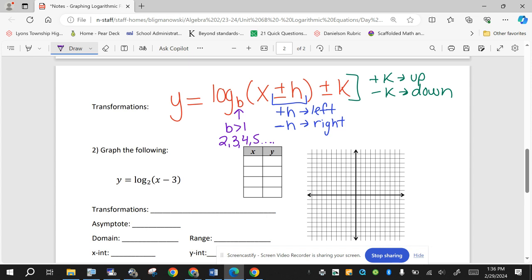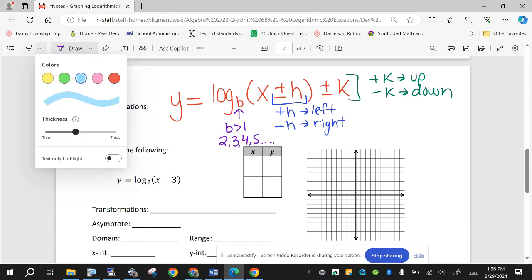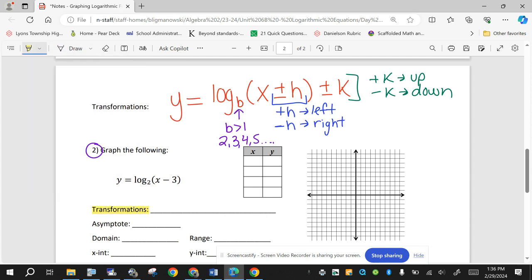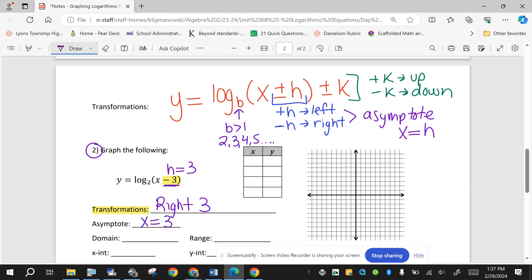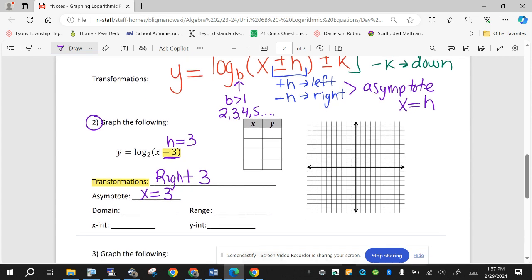All right, so let's look at number 2 now. First, we're going to talk about what the transformation is. That comes from this minus 3 here. If it's in the parentheses, we said that that's going to be left or right. Since it's minus 3, it's going to be right 3. Now our h also tells us our asymptote. Our asymptote will always be x equals h. So my h is equal to 3 because it's minus 3 here. So x is going to equal 3. So I can put that asymptote in at 3.